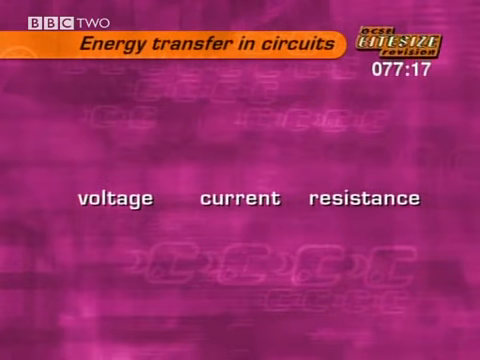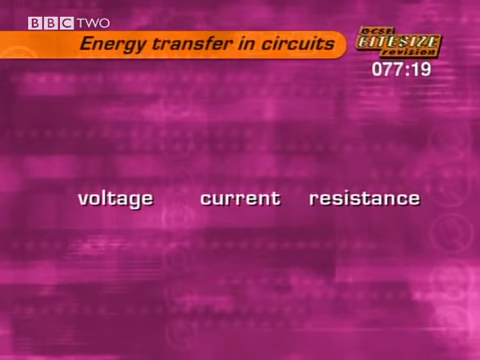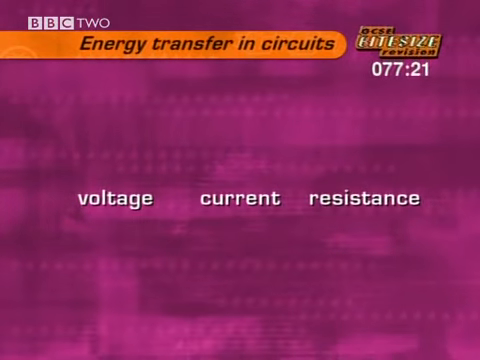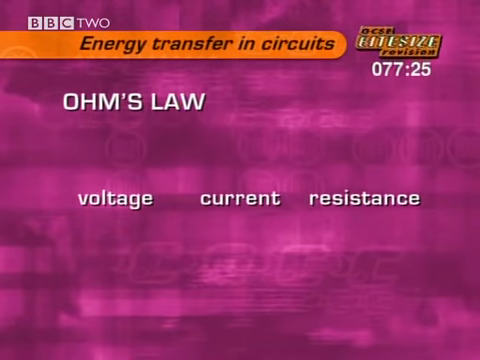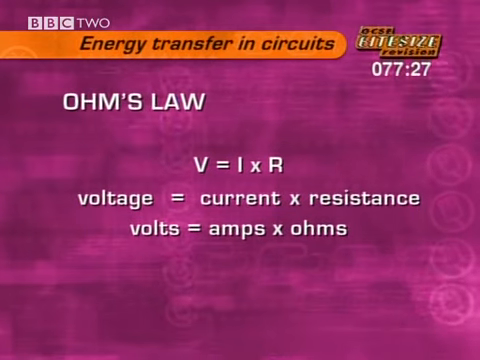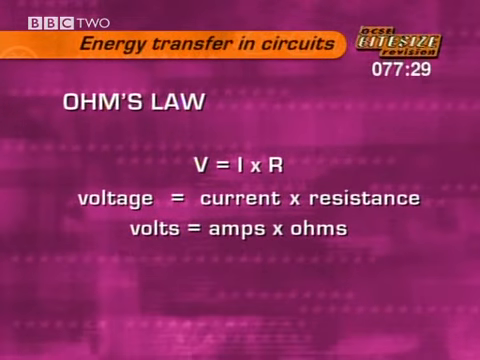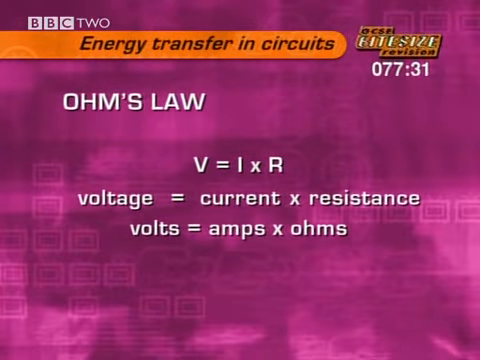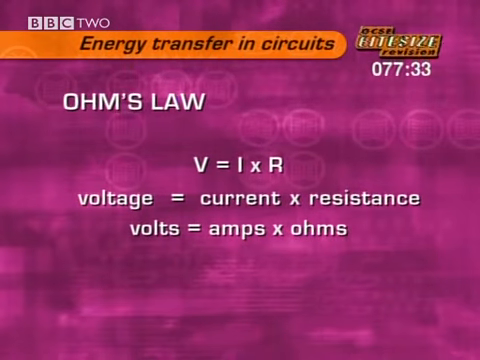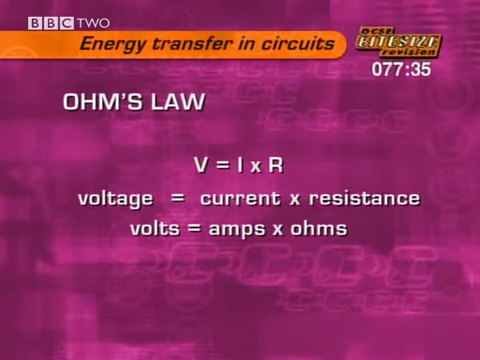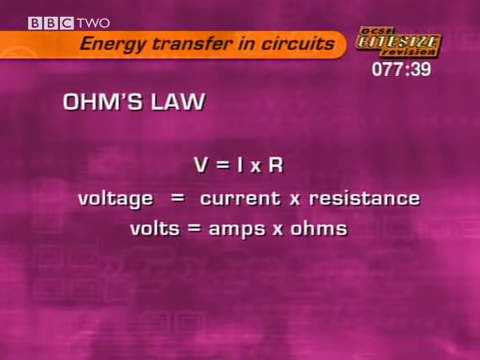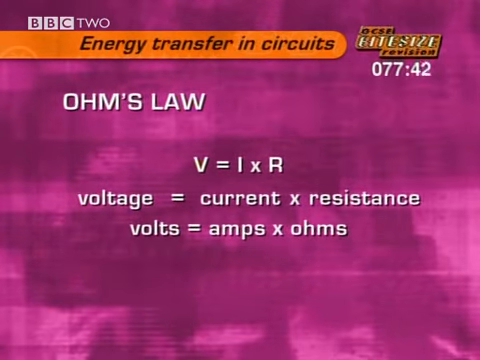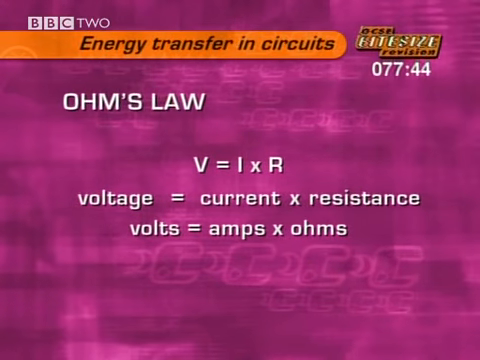In the Foundation Physics programme, we saw that there's a special relationship between voltage, current and resistance in a circuit, called Ohm's law. Ohm's law says that anywhere in a circuit, V equals I times R, where V is the voltage across a component in volts, I is the current going through the component in amps, and R is the resistance of the component in ohms. If you know any two of these values, you can work out the other one.